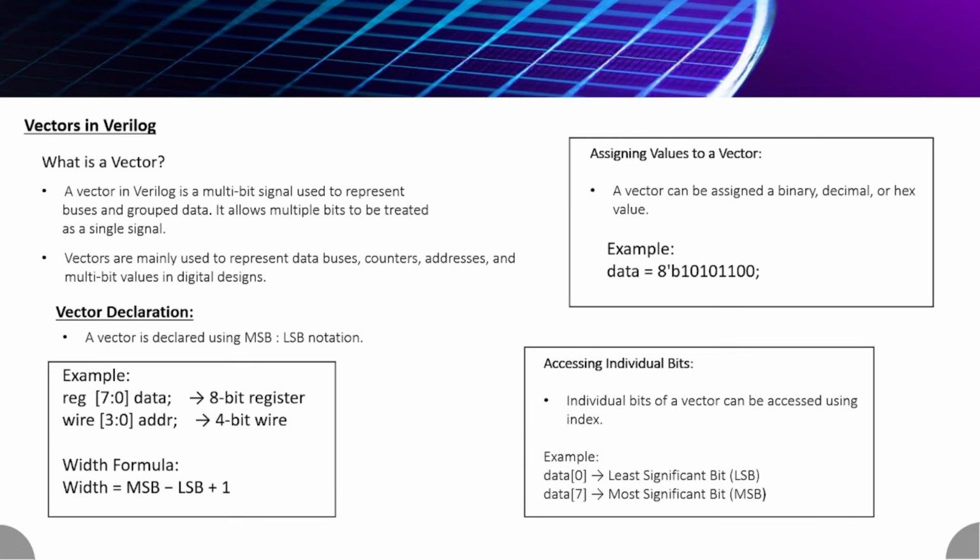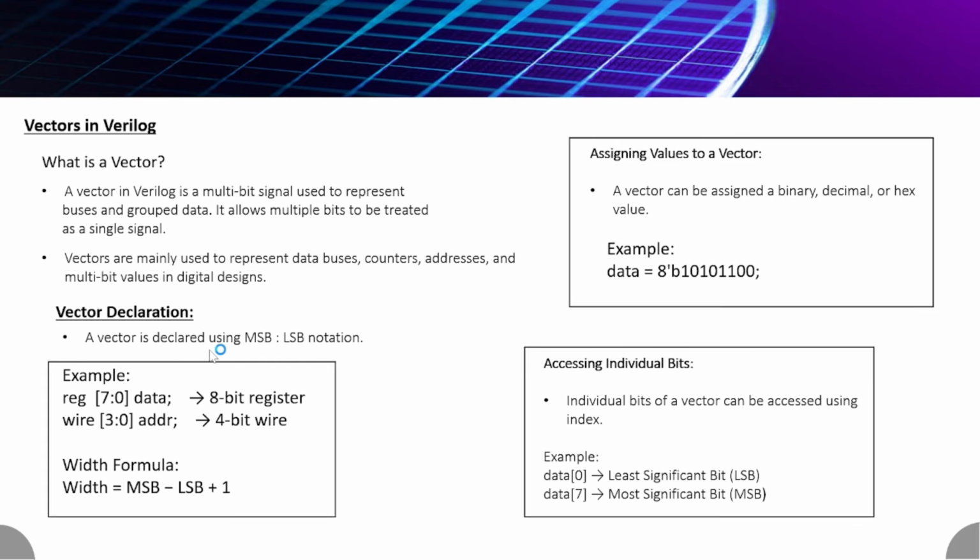Now let's understand vectors in Verilog. First, what is a vector? In Verilog, a vector is a multi-bit signal. It allows us to group multiple bits together and treat them as a single signal. Vectors are mainly used to represent data buses, counters, addresses, and other multi-bit values in digital designs.